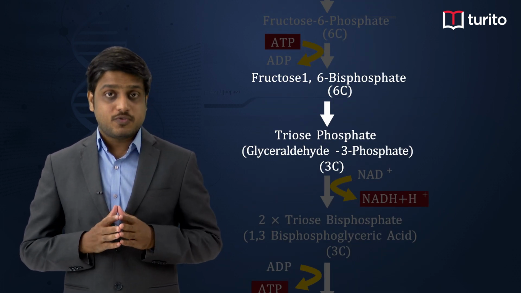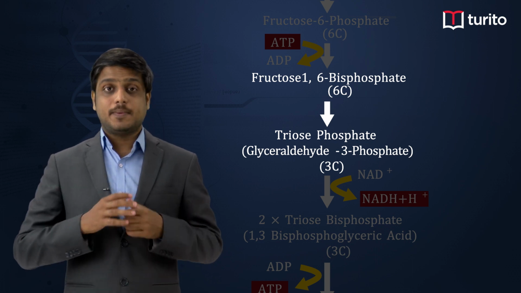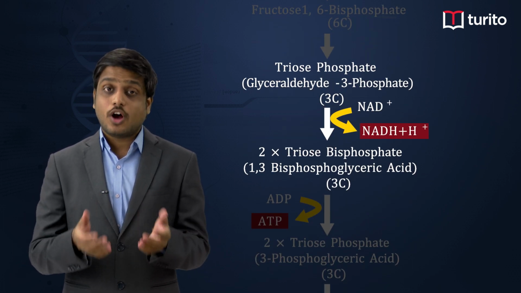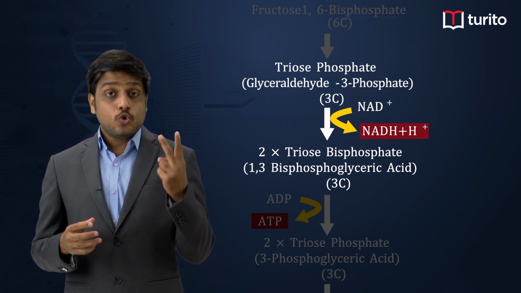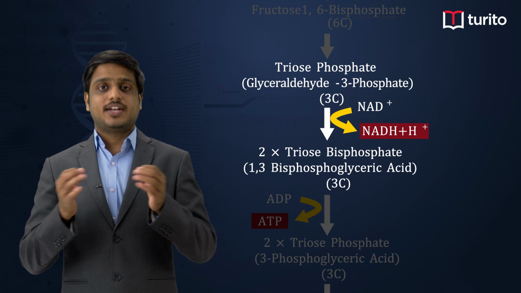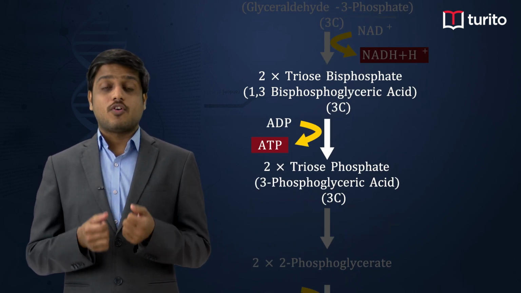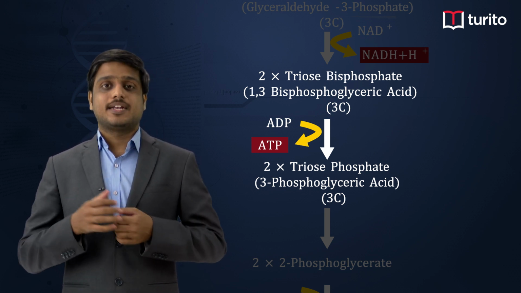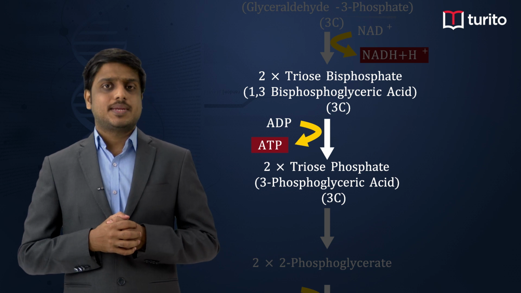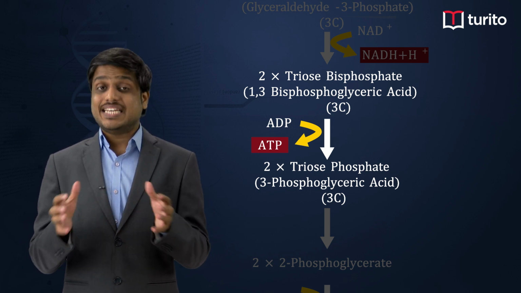Fructose 1,6-bisphosphate is then converted to glyceraldehyde 3-phosphate and DHAP. DHAP is also converted to glyceraldehyde 3-phosphate, finally forming 2 molecules of glyceraldehyde 3-phosphate. Glyceraldehyde 3-phosphate is converted into 2 molecules of 1,3-bis-PGA, meaning 1,3-bis-phosphoglycerate.